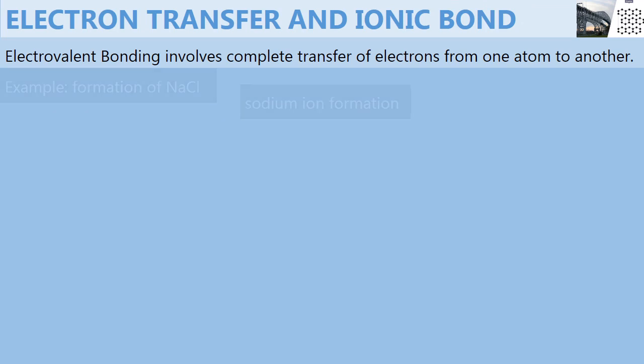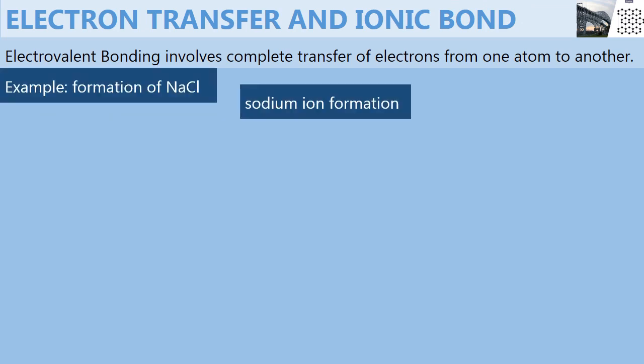Now let me take you back to the first topic. Remember ion formation? For example, sodium ion formation is part of the process that takes place in the formation of sodium chloride. Let us remind ourselves how sodium ion was formed.